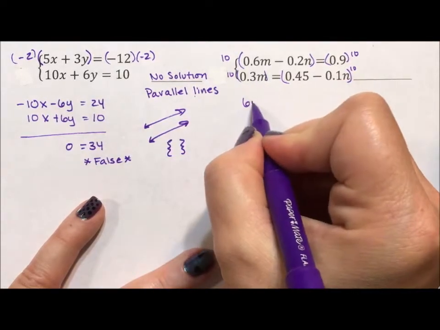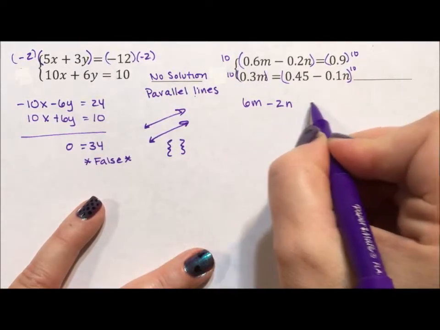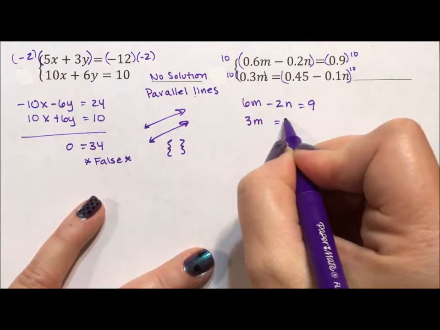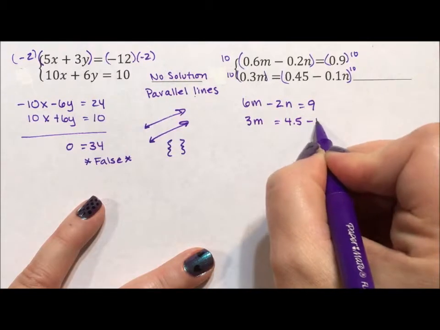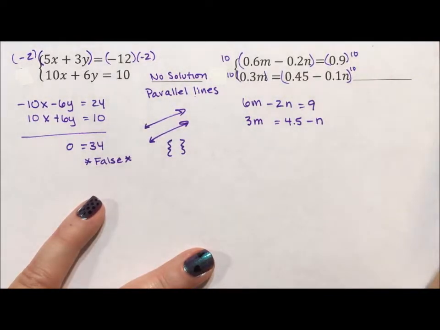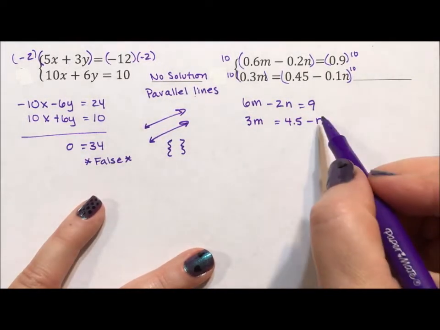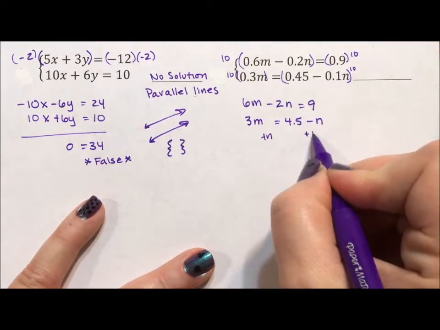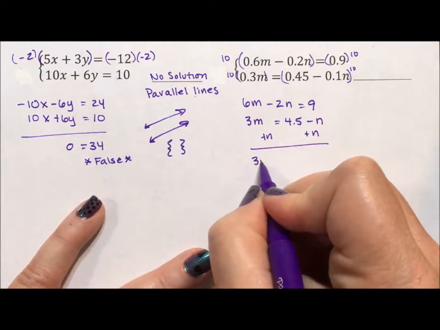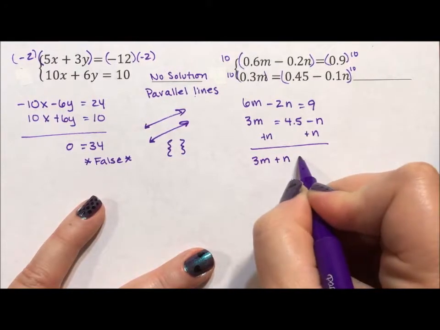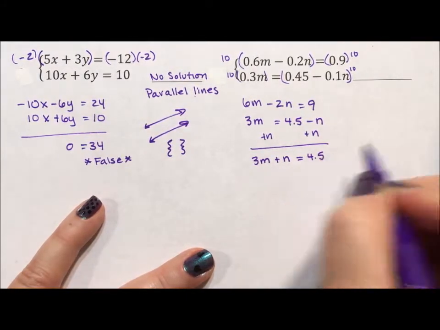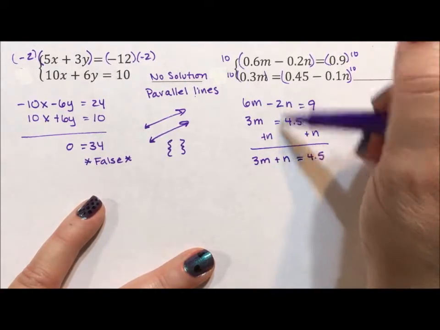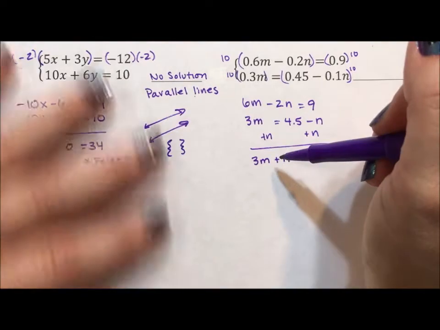Then I get 6m minus 2n equals 9, and 3m equals 4.5 minus n. Okay, that looks a lot better. And it also looks like if I add this n over, I have 3m plus n equals 4.5. And because this is a -2 and this is a +1, I'm changing my mind. I think elimination would be better.